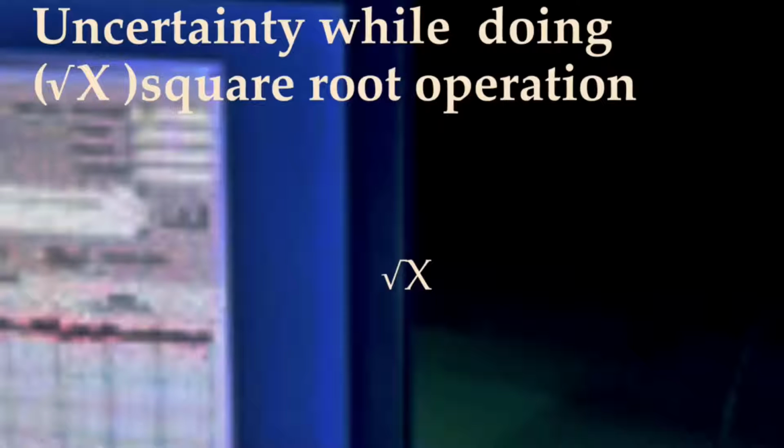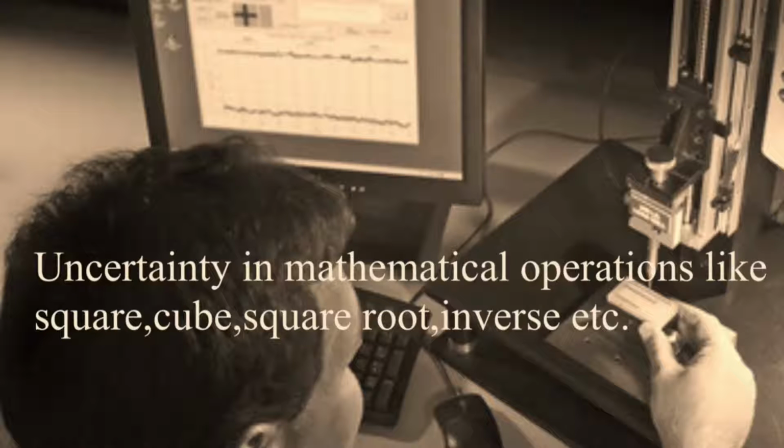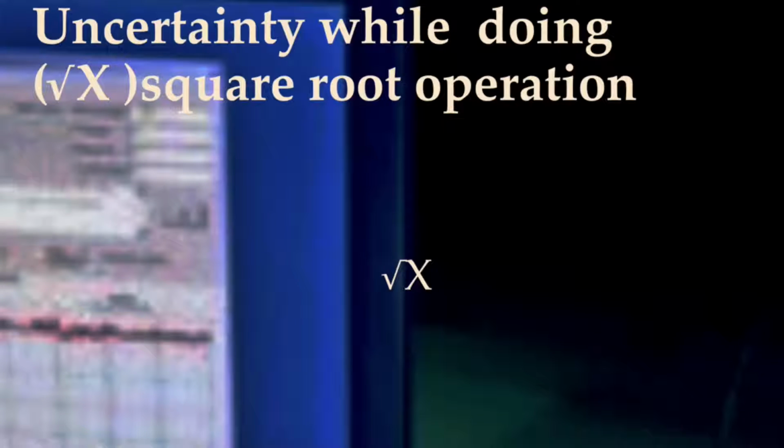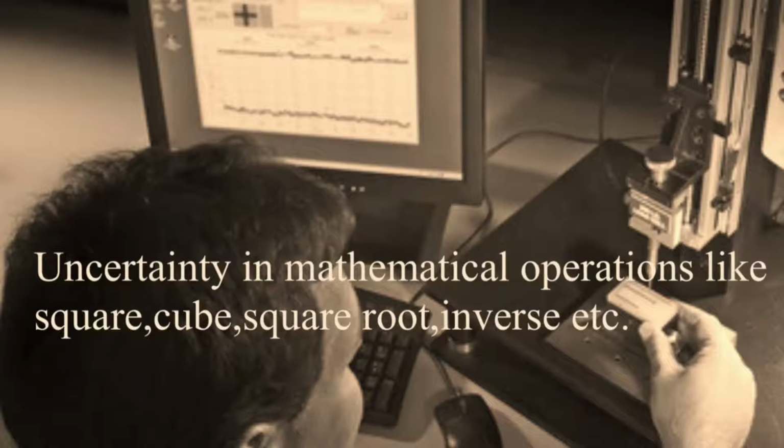Hello students, we have covered all these topics related to uncertainty in mathematical operations like square, cube root, square root, inverse, etc. Now we are going to cover this uncertainty while doing square root operation. So here we are having one question.